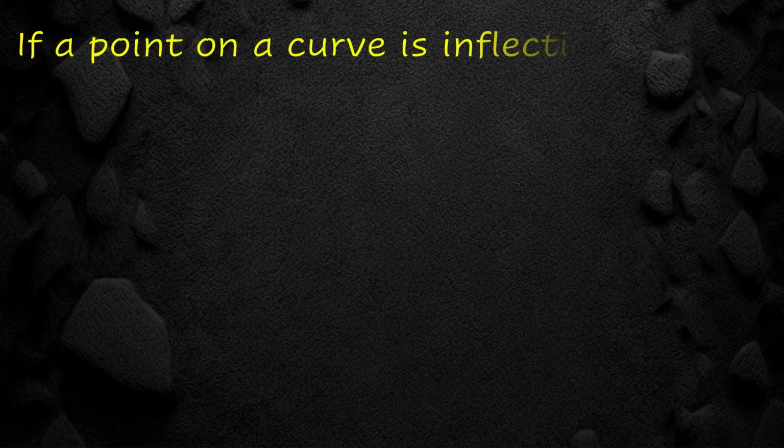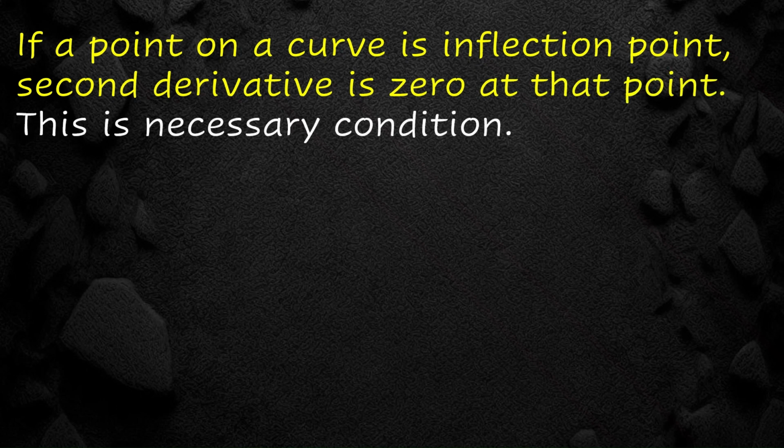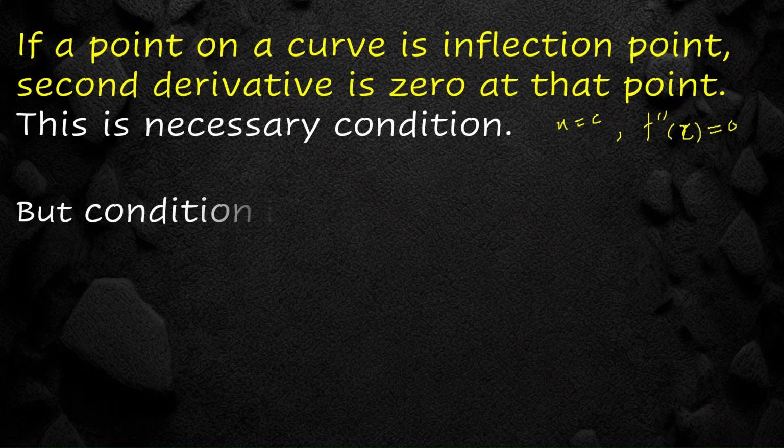Now we discuss the necessary and sufficient conditions on second derivative to find points of inflection. As we have already discussed by definition, if a point on a curve is an inflection point, then the second derivative must be 0 at that point. This is the necessary condition. It says that if x is equal to c is a point of inflection, then f double dash c must be 0. But the condition is not sufficient.